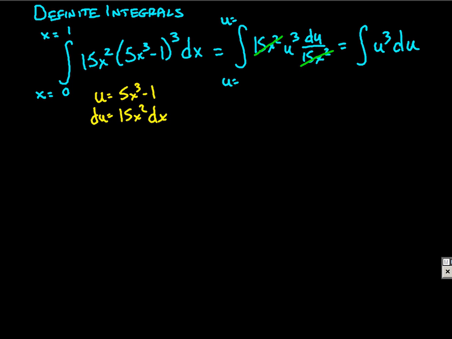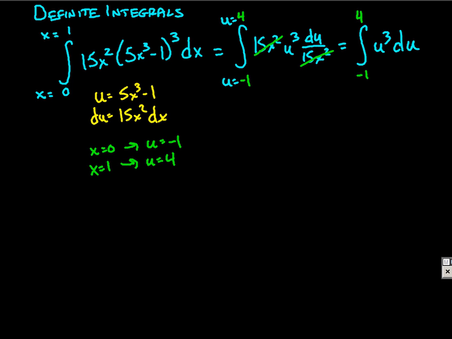Well, if x was equal to 0, I could solve for what u is. When x was 0, u would be 5 times 0 cubed minus 1, so u would be minus 1 there. And then when x was 1, as it is up there, what would u be? 5 times 1 cubed is 5, minus 1 is 4. So u would be 4 here. So my new limits are -1 and 4.